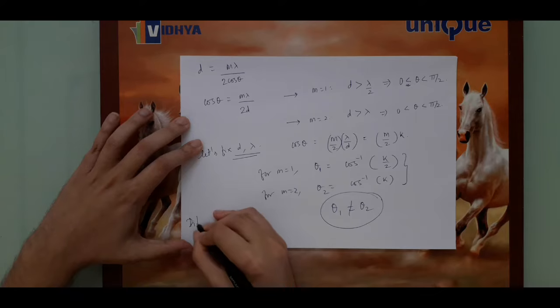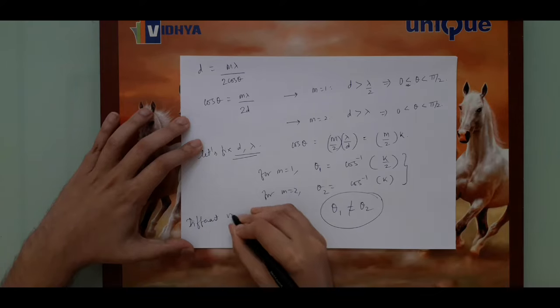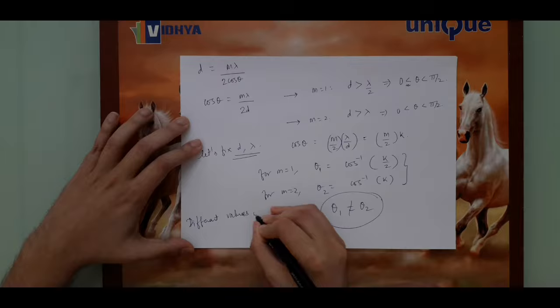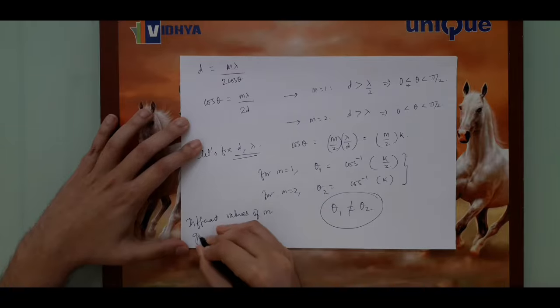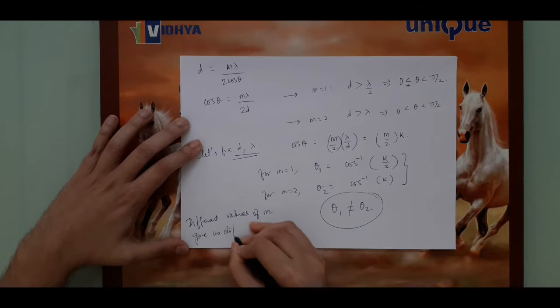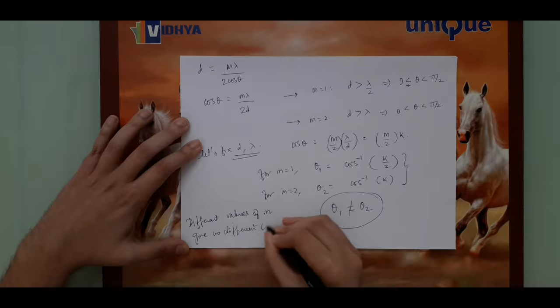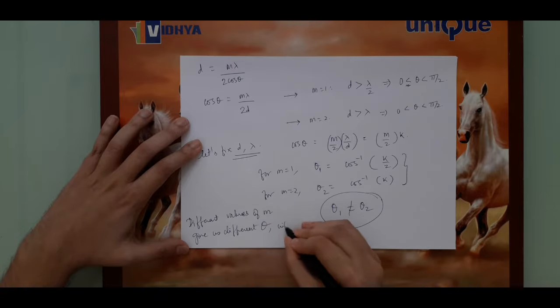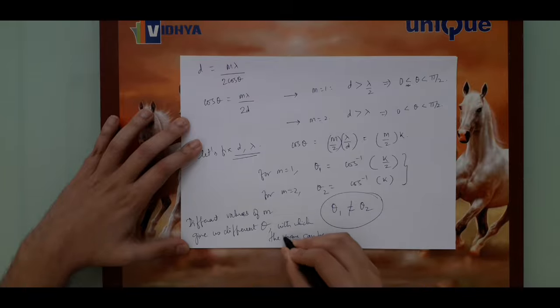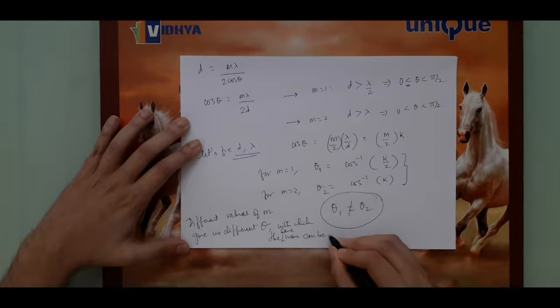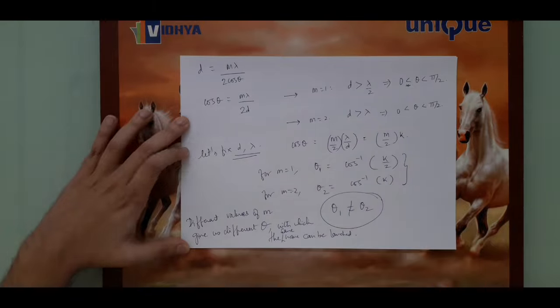So I can say different values of m give us different theta with which the same wave can be launched. Why same wave? Because we have fixed lambda.